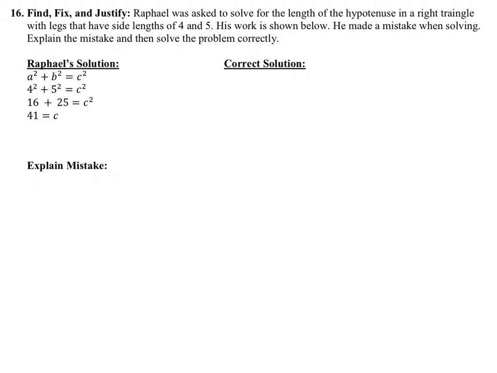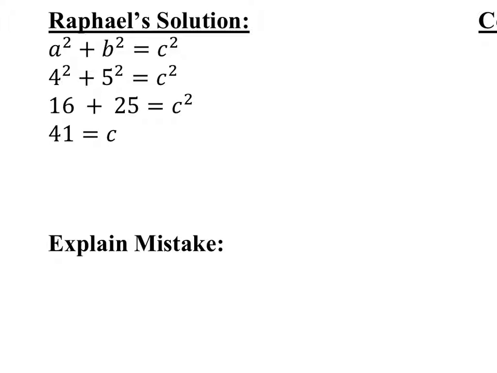Find, fix, and justify. Raffi was asked to solve for the length of a hypotenuse of a right triangle with legs that have side lengths of 4 and 5. His work is shown below. He made a mistake when solving though. Explain the mistake and solve the problem correctly. Bam, we can see that everything was done correctly except one thing.